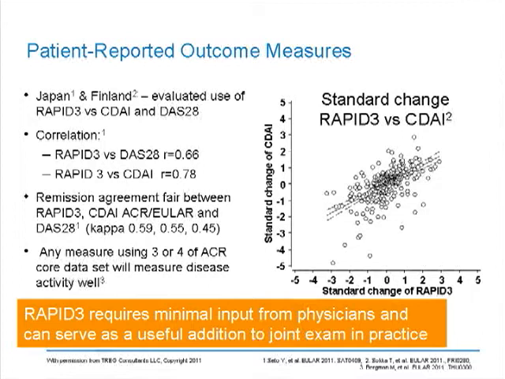So their conclusion was that any measure using 3 or 4 of the ACR core data set will measure disease activity well. And each of these, the RAPID-3, the DAS, and the CDAI, do use 3 or 4 of the ACR core set. The RAPID-3 requires minimal input from physicians and can serve as a useful addition to joint exam in practice. In my mind, it does not mean that if you have a RAPID-3 that you don't need to do a joint exam, but it's helpful.